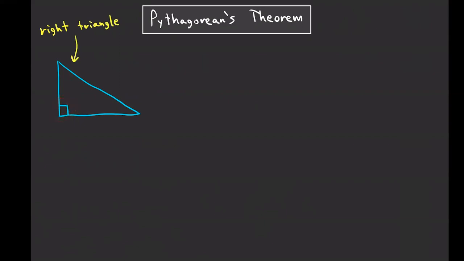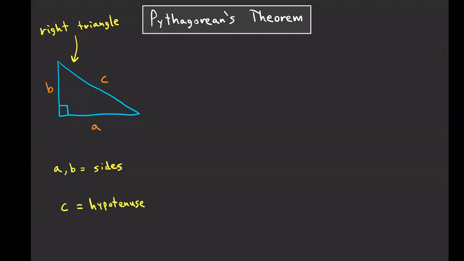So I'm going to label these sides as A, B, and C. A and B are our sides. What I will note is that you can flip those. It doesn't matter. A doesn't have to be the bottom one, and B doesn't have to be the one on the left side. A and B can be whichever sides you want. It doesn't really matter there. C, we're going to call the hypotenuse.